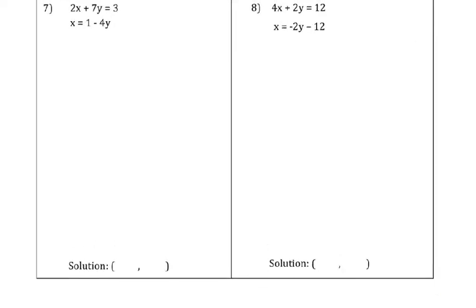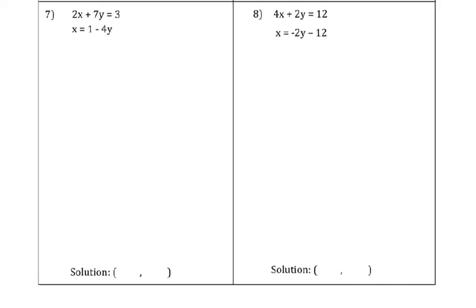Okay, next up, number 7. Number 7 is the same idea. For substitution, I have a letter by itself. I know that x is 1 minus 4y. So I'm going to rewrite the other equation by writing a 2. Instead of x, I'm writing 1 minus 4y, because that's what x is. Then it says plus 7y equals 3.